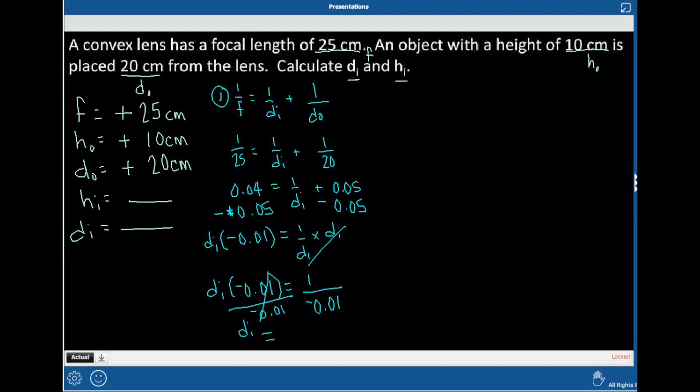But I'm doing it just for your benefit. And so I'm going to get negative 100 centimeters. Okay, this negative is here. That's what I got. So that means I have a negative image distance. I'm not going to change it. Okay, do not change it. Now, I'm going to find my image height. So I'm going to use this magnification equation. So I'm going to do HI over HO.